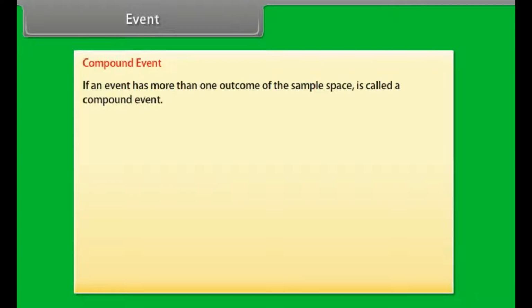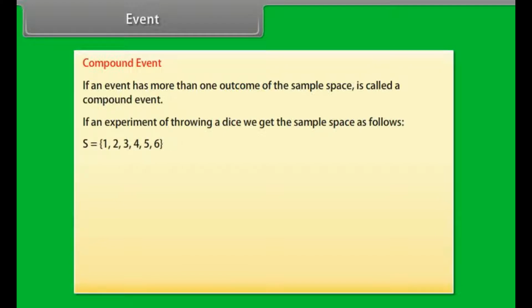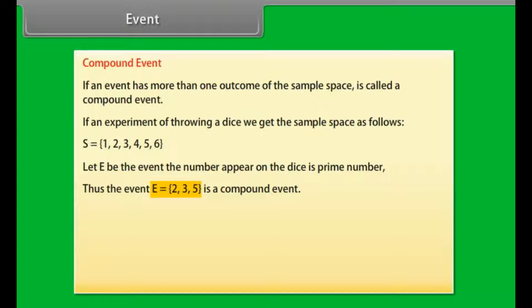Compound event. If an event has more than one outcome of the sample space, it is called a compound event. To understand it, let's take an example. In an experiment of throwing a dice, we get the sample space as follows. S is equal to {1, 2, 3, 4, 5, 6}. Let E be the event that the number appearing on the dice is a prime number. Thus, the event E is equal to {2, 3, 5}. It is a compound event.